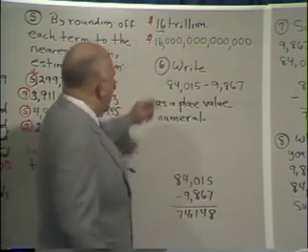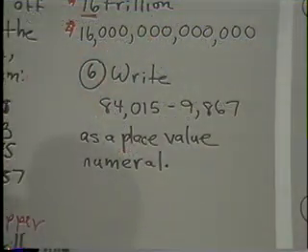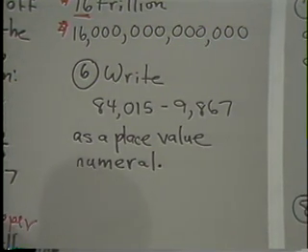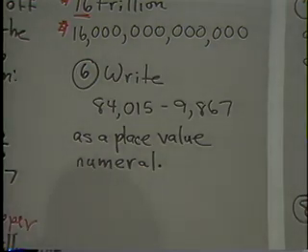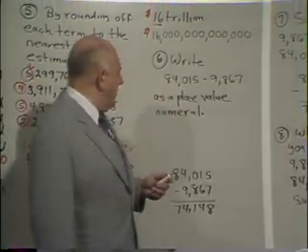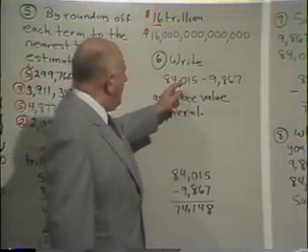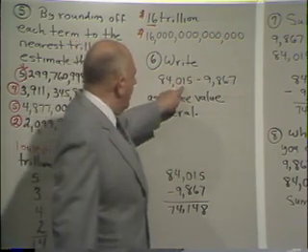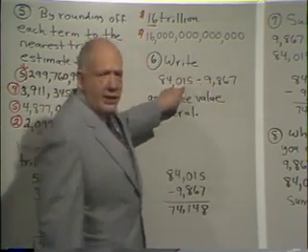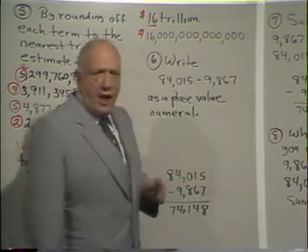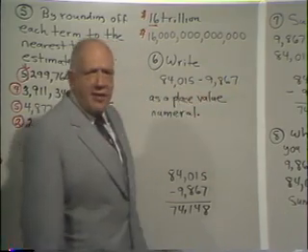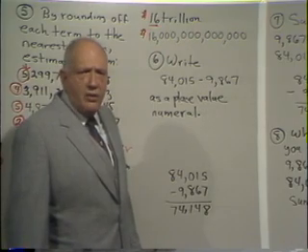Okay, at any rate, the next problem says write 84,015 minus 9,867 as a place value numeral. Now, the first thing that happens over here is that most people say, what the heck is he talking about? What does he mean, write this as a place value numeral? Well, the point is that this is a place value numeral and this is a place value numeral. You see, this is one number and this is another number. These are altogether 2 numbers. But the difference of 2 numbers is only 1 number. You see, what I'm really saying is, what's the answer to this problem written as a place value numeral?